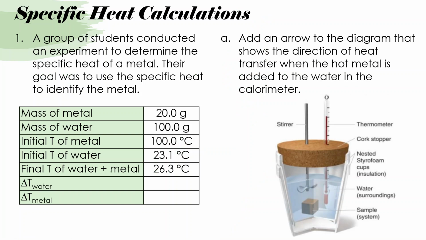First we want to add an arrow that indicates the direction of heat transfer when the hot metal is added to the water in the calorimeter. The chunk of metal is going to be at a higher temperature than the water around it, so heat will flow from high temperature to low temperature. Heat is going to flow out of this little block into the water of the calorimeter, and this is going to cause the water in the calorimeter to increase in temperature.